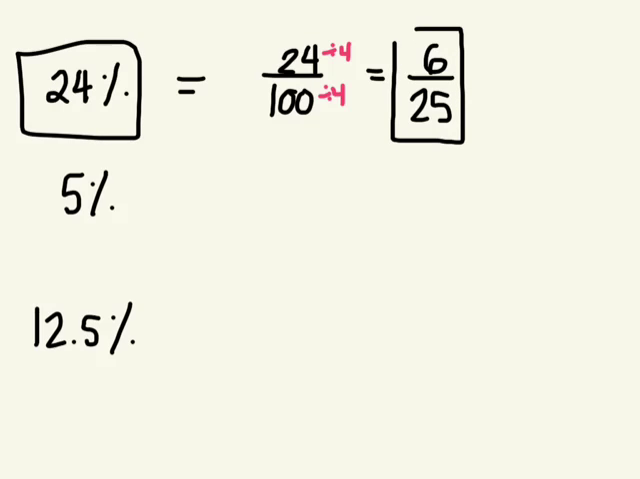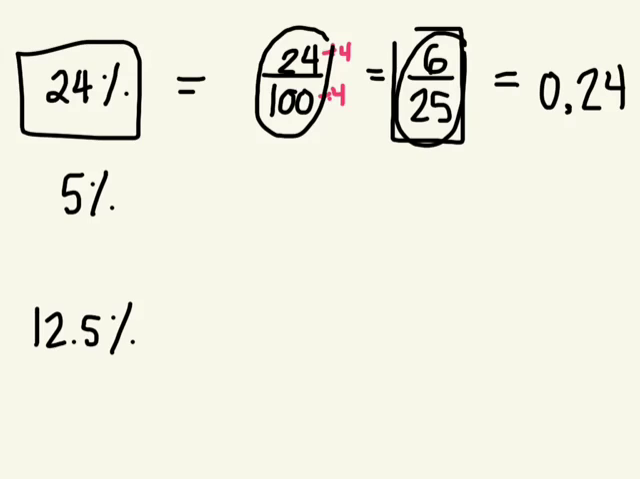So we can divide the numerator by the denominator. Doesn't matter if I take 24 and divide it by 100 or if I take 6 and divide it by 25. Am I going to get a different answer? No, so I want you to try it on your calculator. 24 out of 100 you should be able to do in your head. What's 24 divided by 100? 0.24. I want you to double check that 6 divided by 25 is also 0.24.